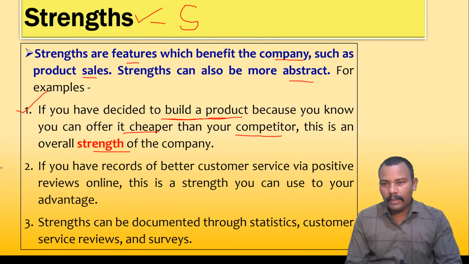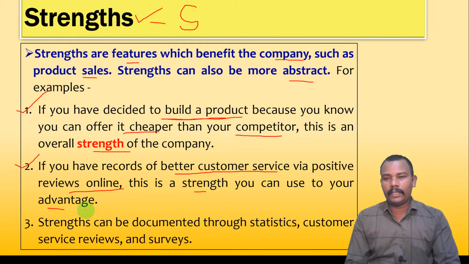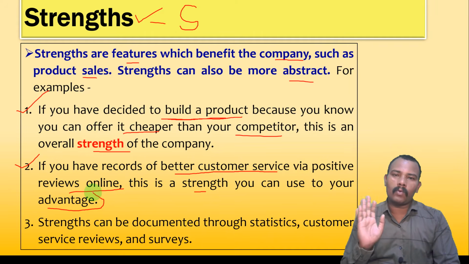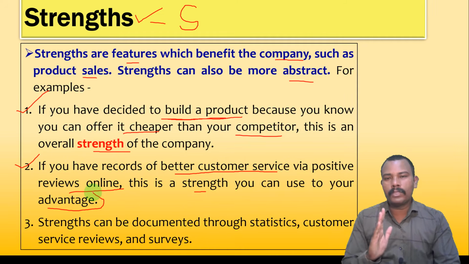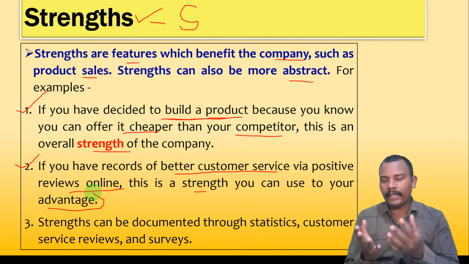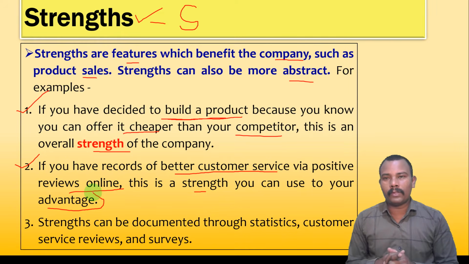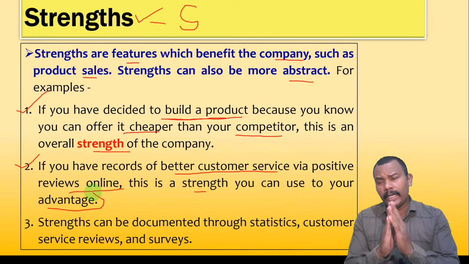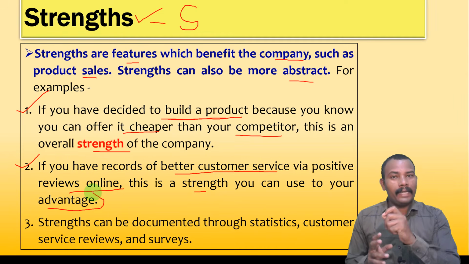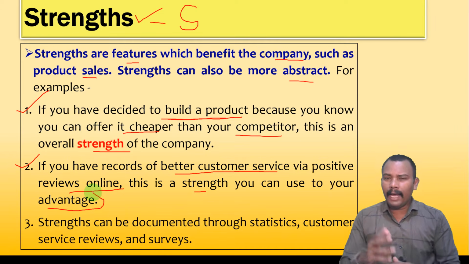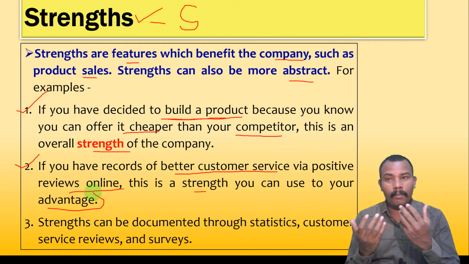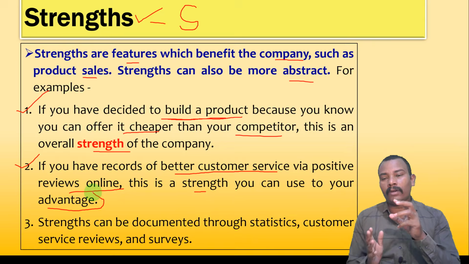What is the second one? What is given? Second point, second example. If your records show better customer service via positive reviews online, this is a strength you can use to your advantage. Now this is the abstract one, you can easily understand. Suppose your customer service is the best one, and in that case you are getting good reviews. Online reviews are given. In that case this can be your strength also. Dear students, please try to understand, this is a very important point. How to identify the strengths, I am giving just one or two examples. There can be many strengths, so here you have to focus on this one.